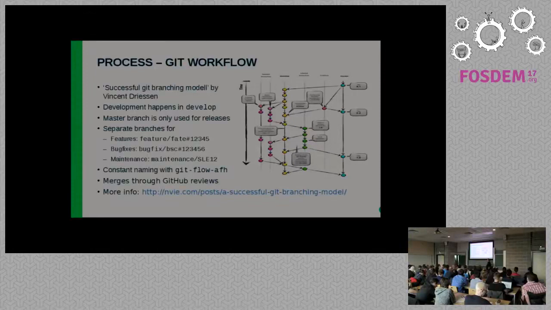And they all follow a consistent naming, like feature/fate-1234. Fate is the feature and enhancement tracker that SUSE is using. It's also open source. You can find it as OpenFate. It's also used in OpenSUSE for suggesting new features and discussing feature implementation. Or bug fix, BSC is bugzilla.suse.com, and then the bug number. So we are trying to have a very consistent branch naming.